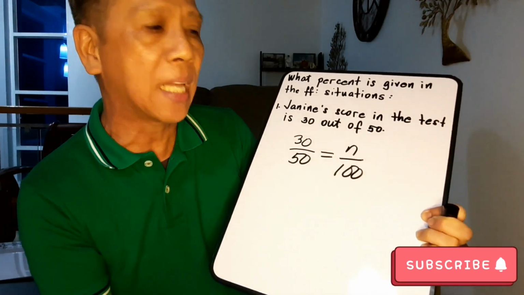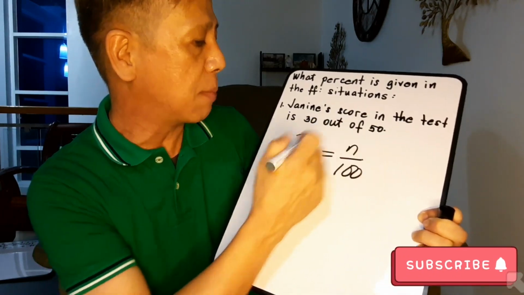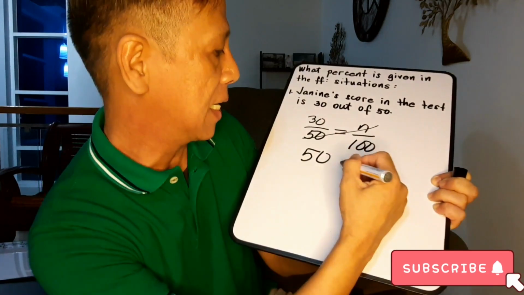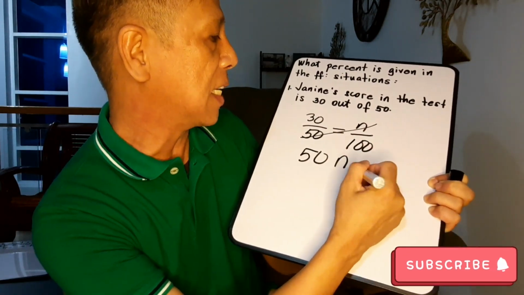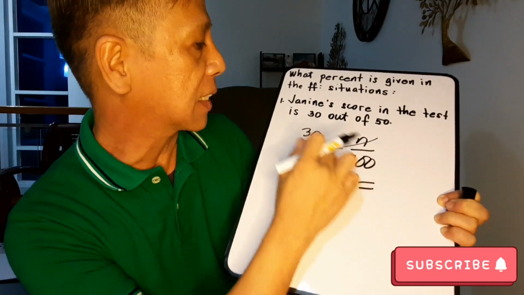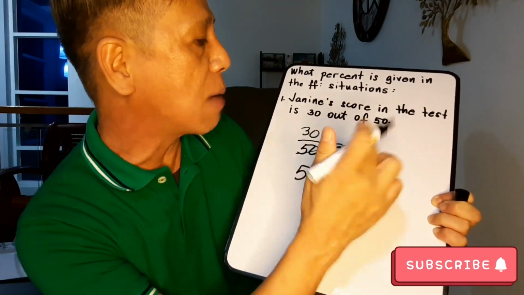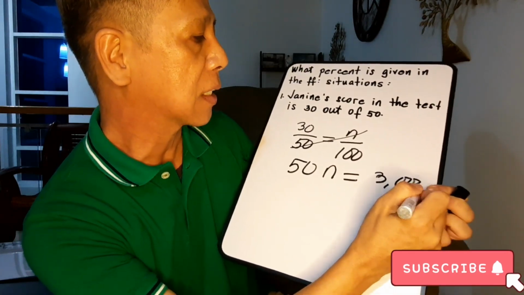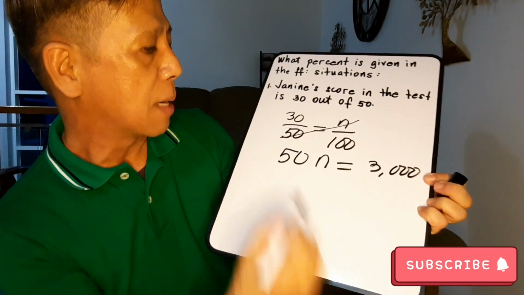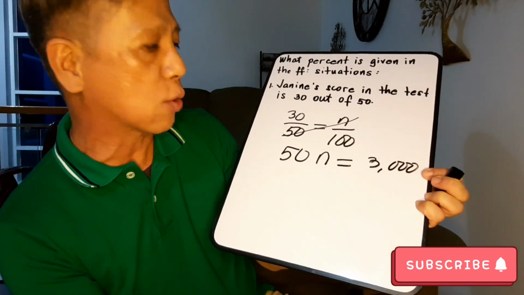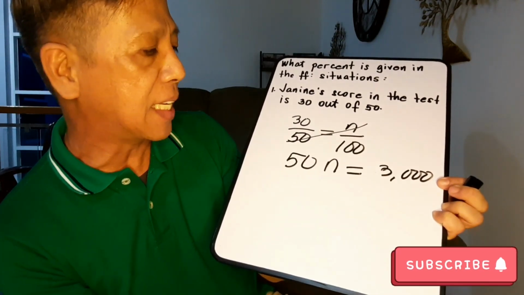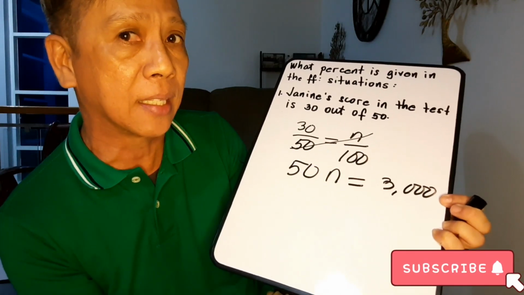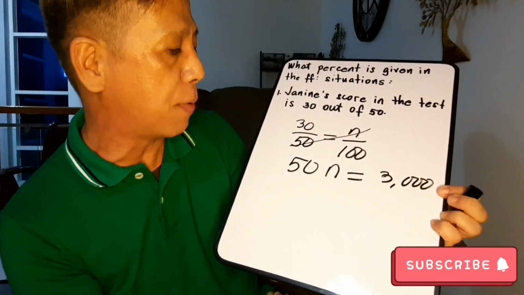Unahin natin yung unknown na N. 50 times N is equal to 50n. O, this is equal to 30 times 100 is equal to 3,000. Ngayon, 50n is equal to 3,000. Tanungin natin ang sarili natin. Ano ba ang kasama nung n na nawawala? Yung n ang missing natin, no? Ang kasama niya ay 50.